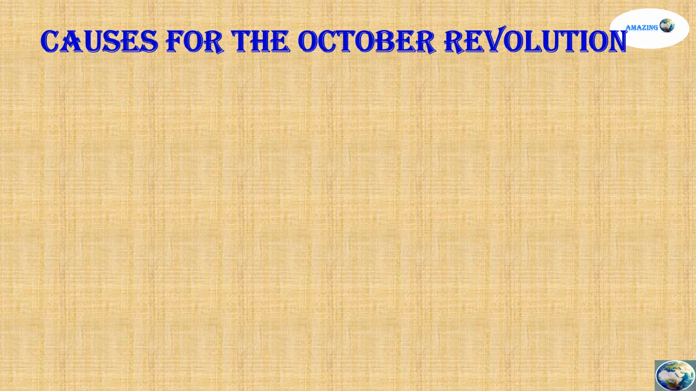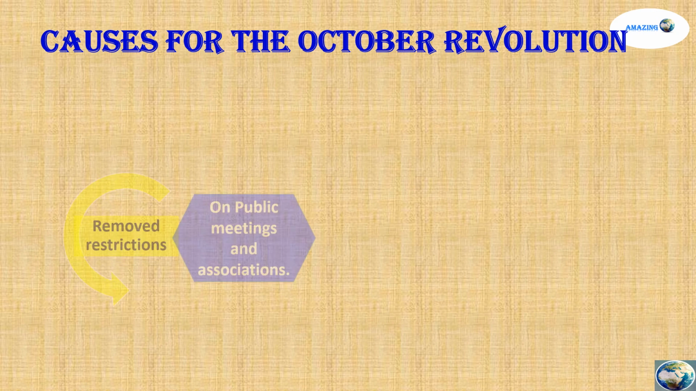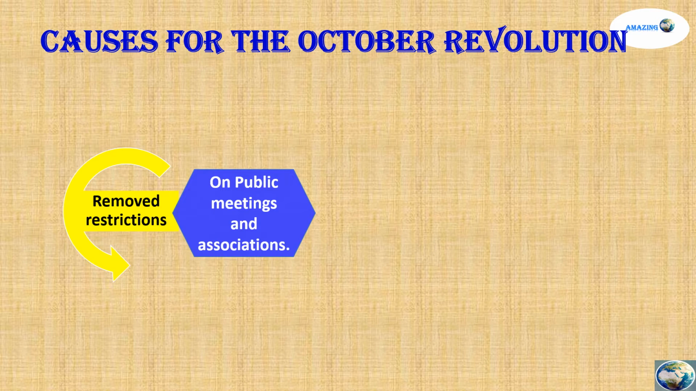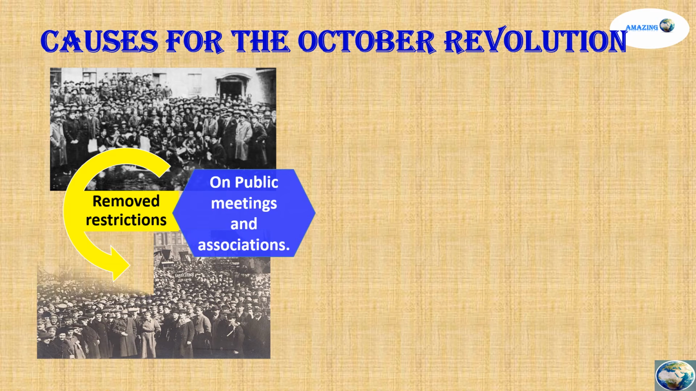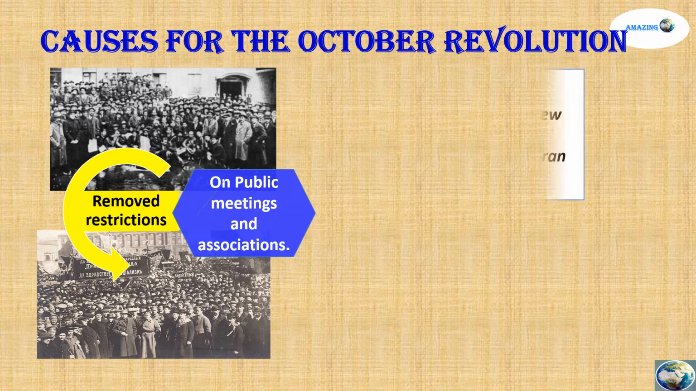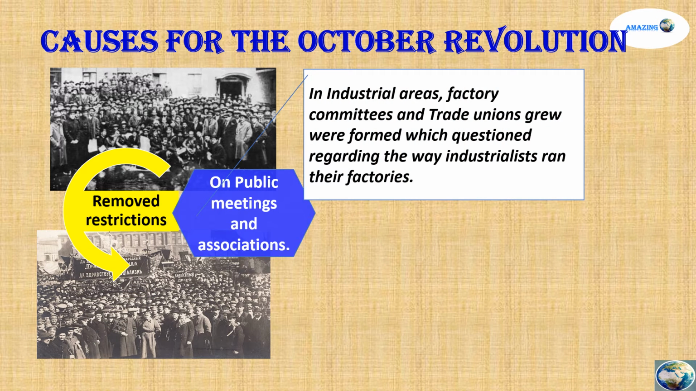After the February Revolution, we learned that the provisional government that was formed removed restrictions on public meetings and associations, and as a result, industrial workers and other workers formed trade unions and factory committees. They grew in number, and as they grew in number, they now questioned the way industrialists ran their factories.